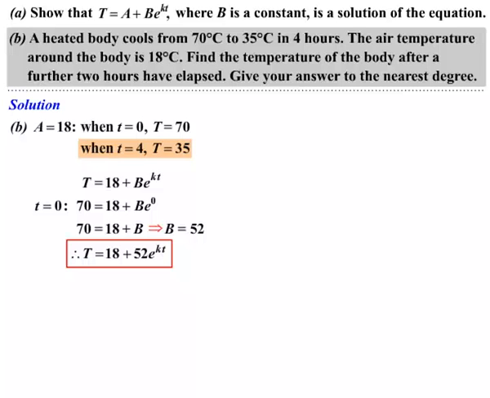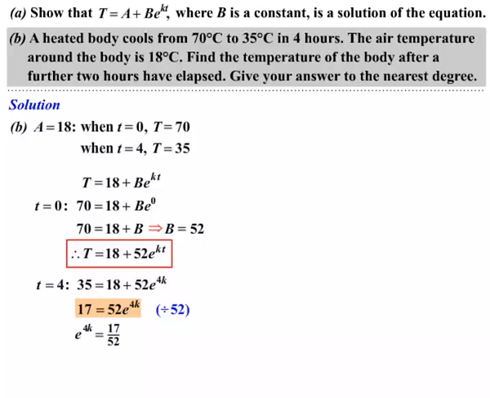The other condition is when t equals 4. So when t is 4, the temperature is 35. And we've got 35 equals 18 plus 52e^(kt), where of course we'll replace the t with 4. Now that 18, we can take that to the other side, subtract it, we get that 17 equals 52e^(4k). And we're trying to get that e term by itself. Let's divide through by 52. We're going to get e^(4k) equals 17 over 52.